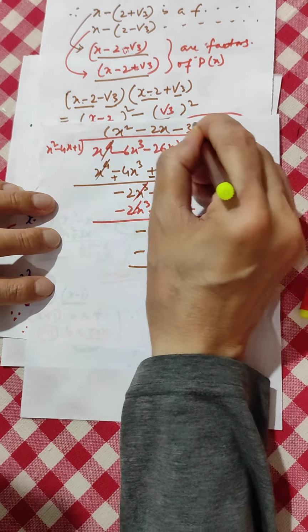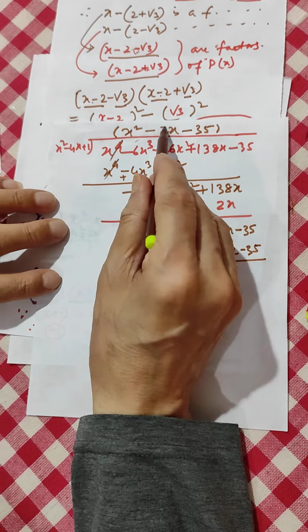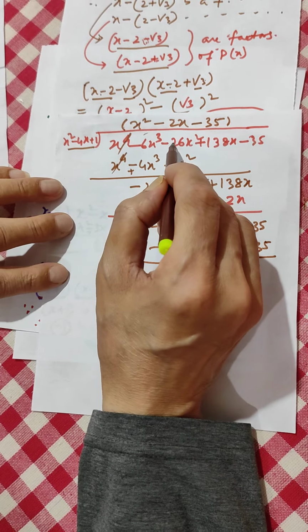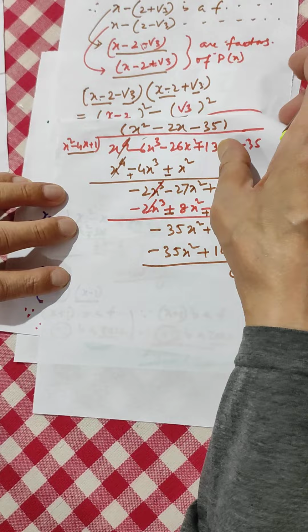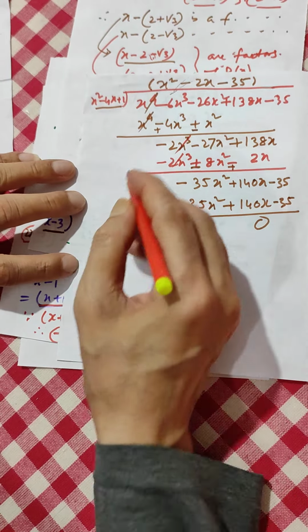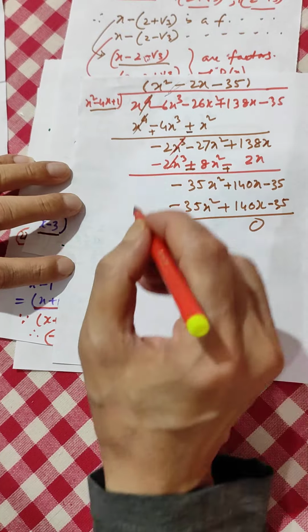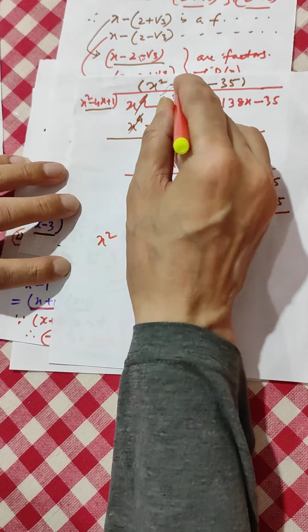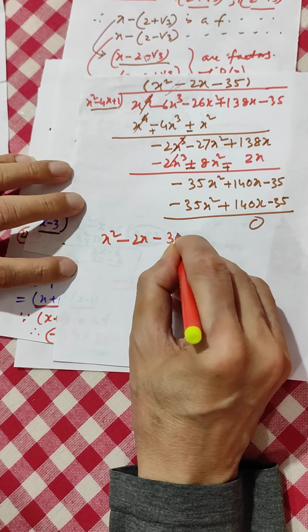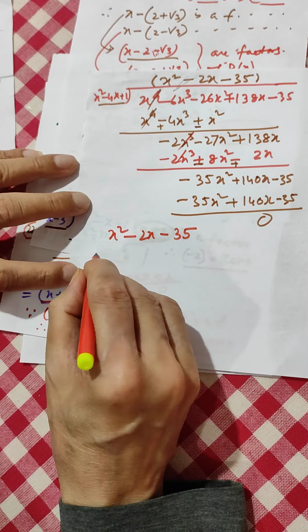Now we got this quotient. This quotient is also a factor of the polynomial. Now this quotient is a product of two factors, so those two factors will also be factors of the given polynomial. Now we factorize this quotient. That is the method. So note the method, learn the method.